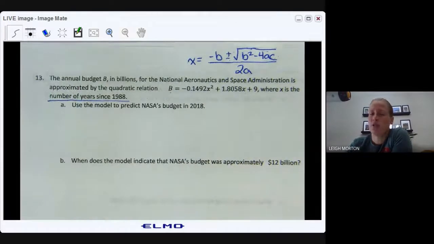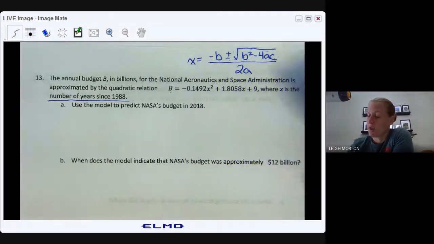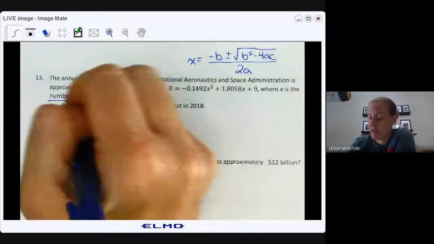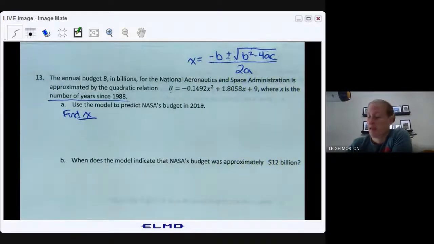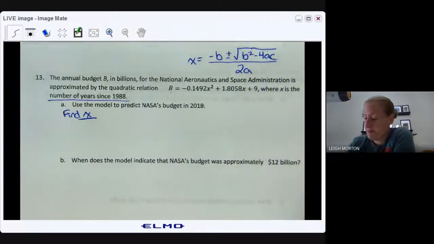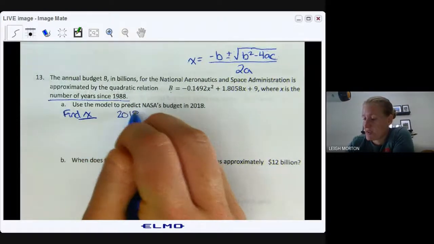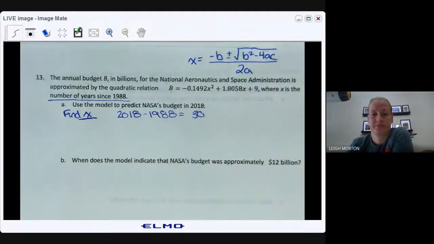We haven't seen a whole lot of questions where time is referenced like that. Usually we see where x is time, but now we're seeing x is the number of years since 1988. So A asks us to use the model to predict NASA's budget in 2018. So our first task is to find x. If x is the number of years since 1988, and we're looking at 2018, we'd go 2018 minus 1988, which gives us 30.